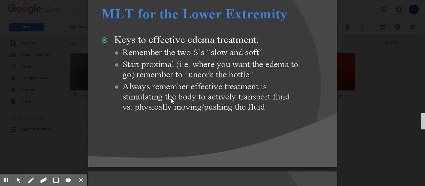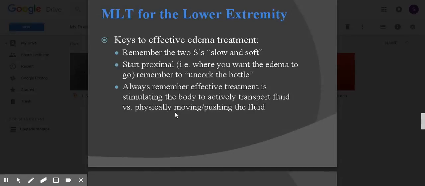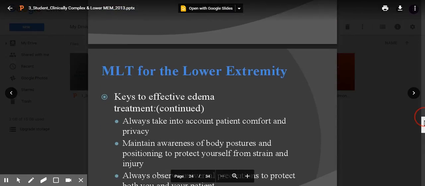And I think the key thing to remember is that effective treatment is stimulating the body to actively transport fluid. We are not physically pushing or moving the fluid. And so the technique is light and soft, and it's very, very gentle to the point where you feel like, how can this be really doing anything? But largely what you're doing is trying to stimulate that lymphatic system to move fluid.